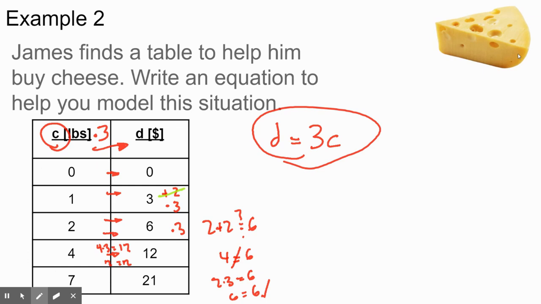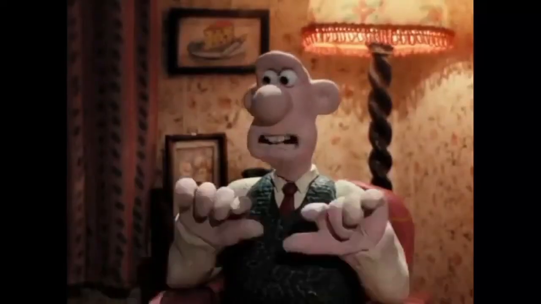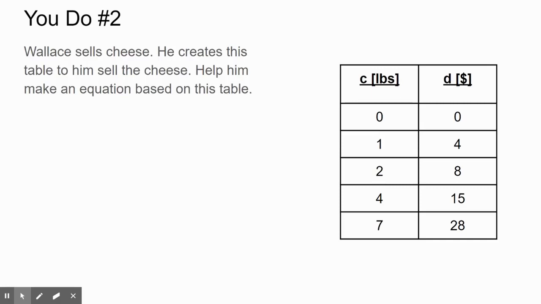And then we're going to move on to our second you-do. So in our second you-do, you have Wallace who sells cheese. That's it, cheese. He creates this table that you see there to help him sell the cheese. You're going to help him make an equation based on the table. So the same idea as in the previous example, but this time you have a different table, you've got different values. Look for the patterns, help you make an equation. Pause the video, give this a try.